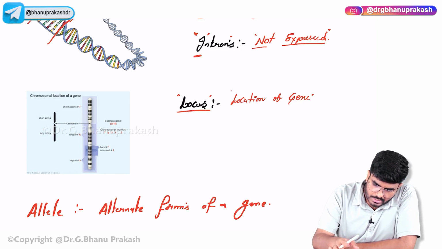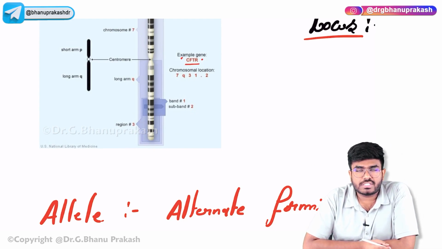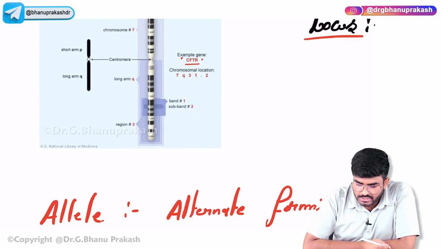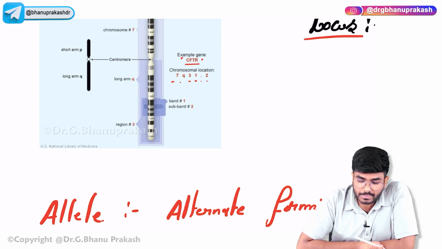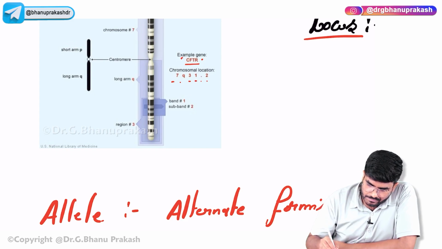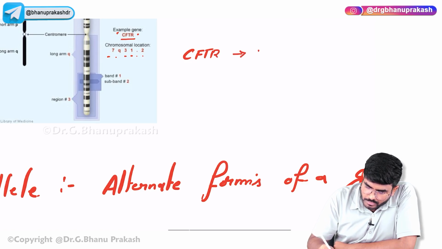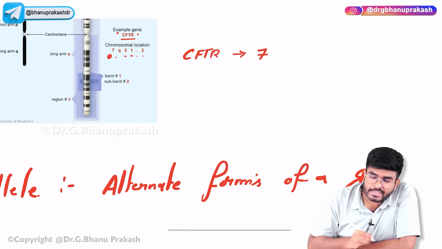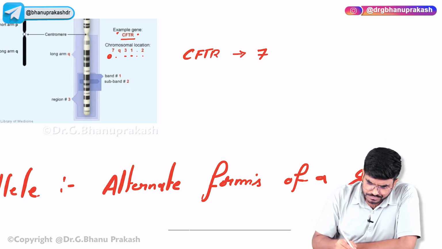For example, let me show you here. There is a gene called the CFTR gene, cystic fibrosis transmembrane regulator gene. The location of this gene is 7q31.2. What does it mean? This CFTR gene is present on chromosome number 7. The first number indicates chromosome number 7.